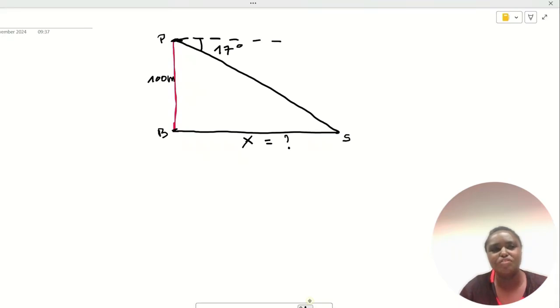In geometry, if this line and this line are parallel, then this angle of 17 degrees will be equal to this angle, which means that here we also have 17 degrees. Then with this measurement, with 17 degrees and 100 here, we can get X.